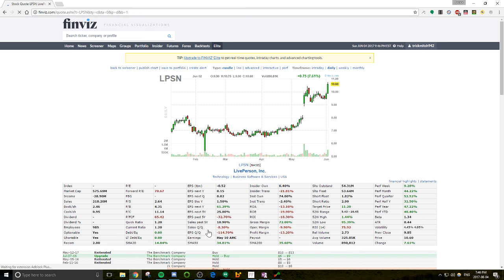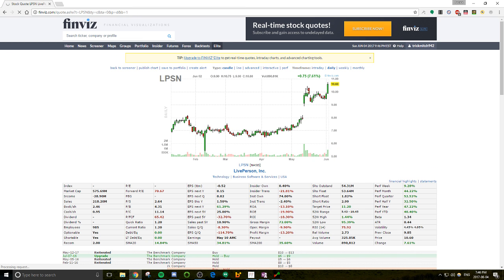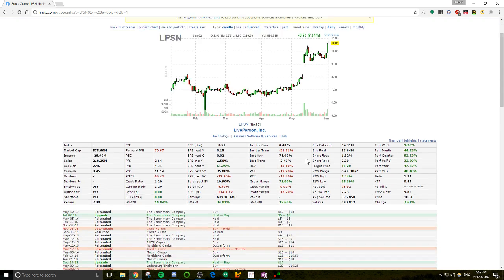LPSN. This one isn't bad for a long setup. It's on breakout. It held the breakout level. So I would watch in the morning for a slight red to green move, a slight pullback right to that support. And then a bounce off that support, and then a break through 11. So LPSN would be a really nice watch. Volume's definitely more than adequate. It's just under 1 million shares, which is more than fine for trading small accounts.